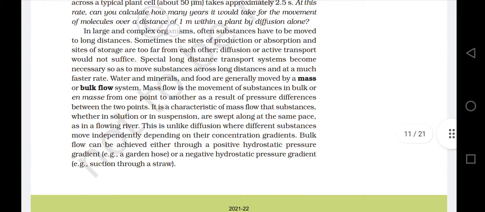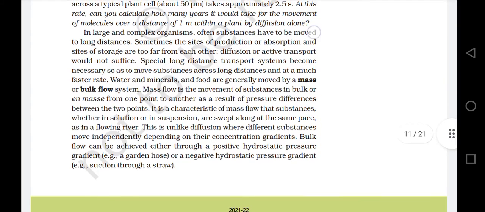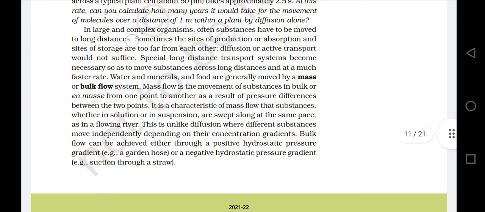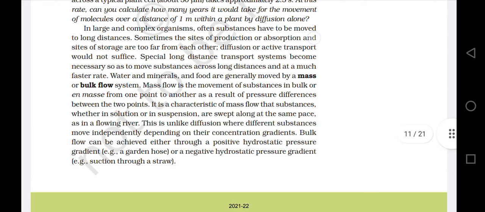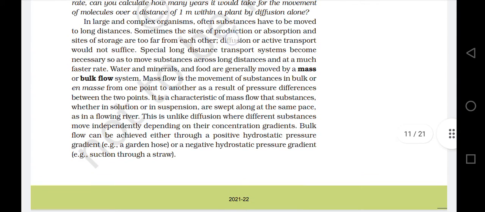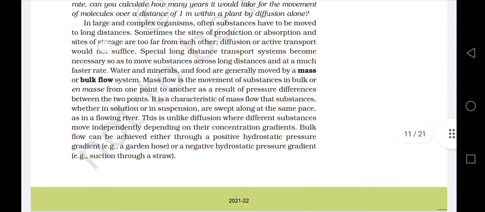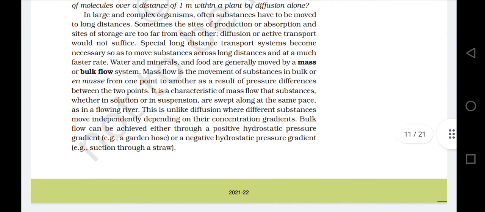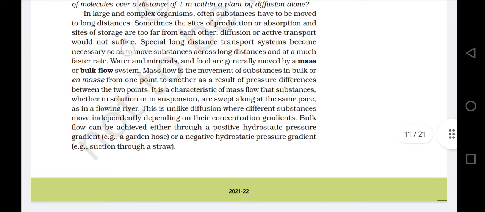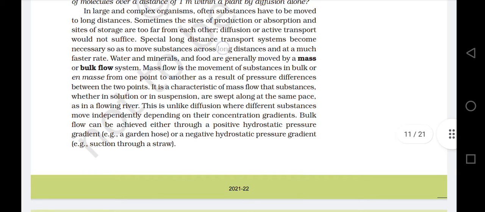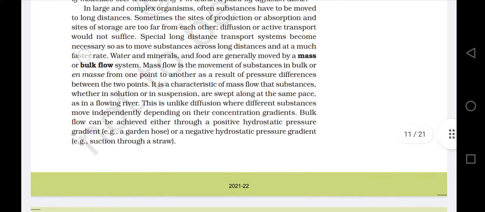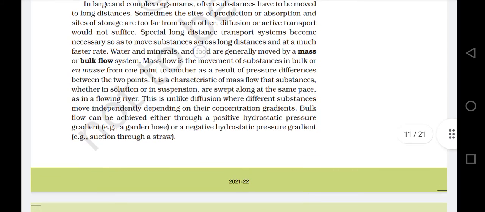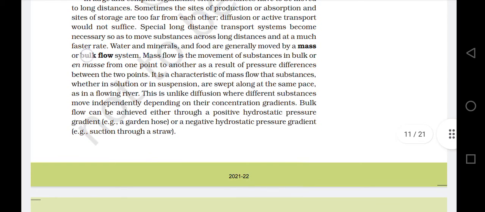In large and complex organisms, often substances have to be moved to long distances. Sometimes the sites of production or absorption and sites of storage are too far from each other. Diffusion or active transport would not suffice. A special long distance transport system became necessary to move substances across long distances and at a much faster rate. Water, minerals and food are generally moved by a mass or bulk flow system.